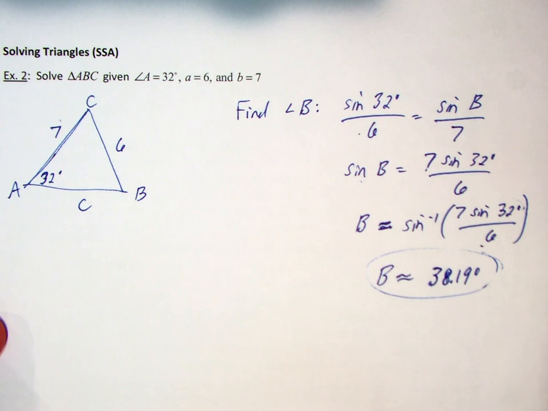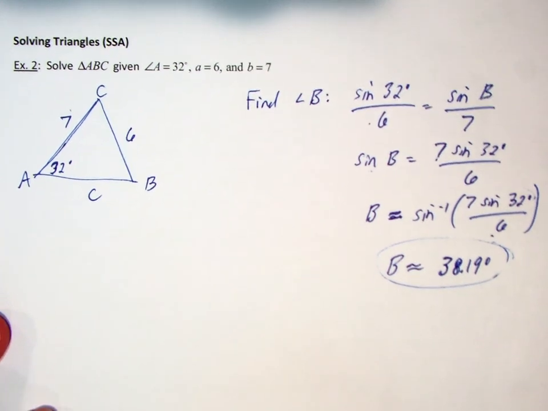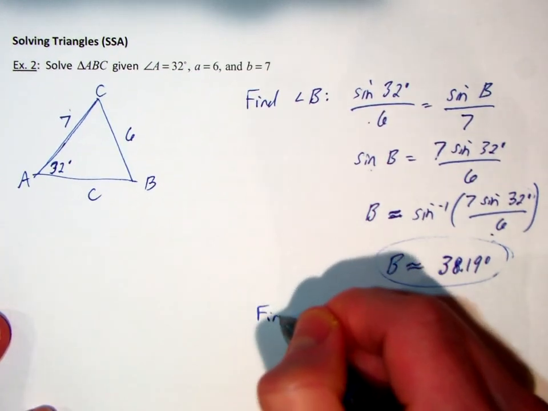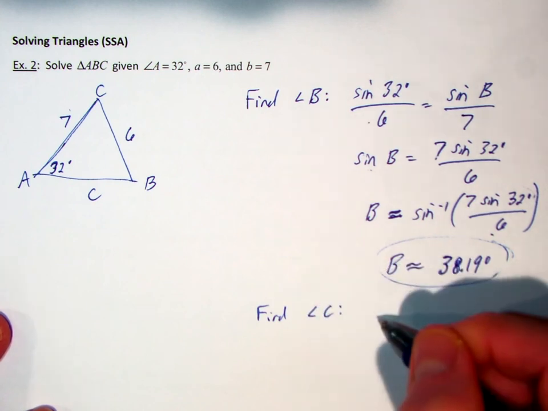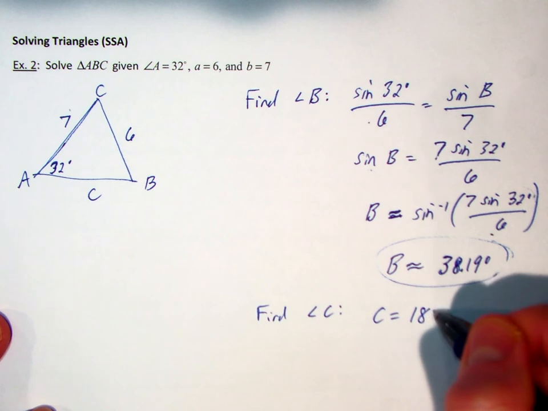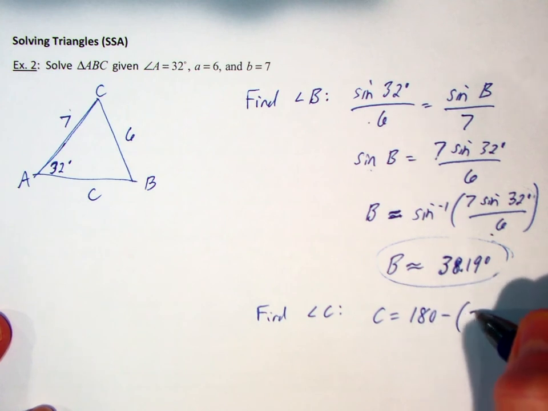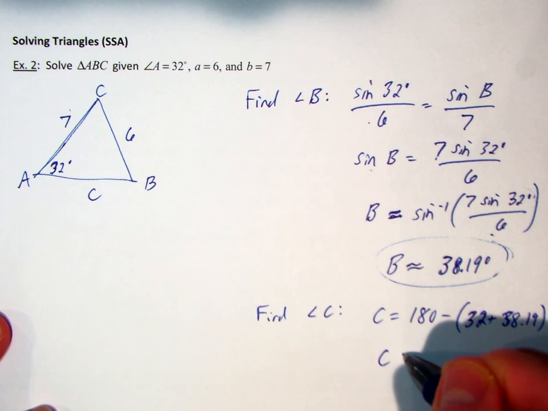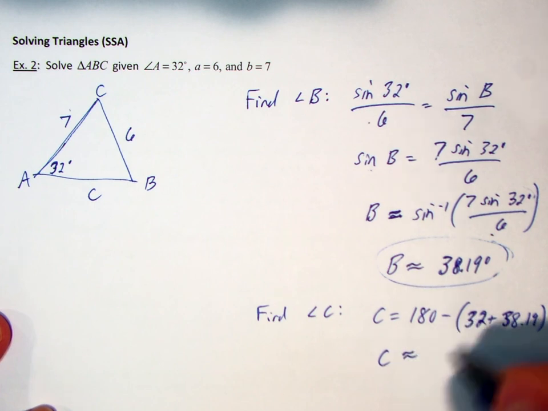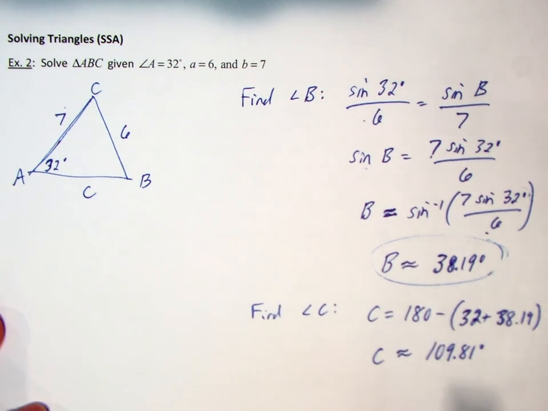So now I know my second angle, B. Once I know angle B, I can always find the third angle just by adding A and B and subtracting from 180, right? So the third angle is always the easy one to find once you know the first two. So C is about 109.81 degrees. Angle C is 109.81 degrees.